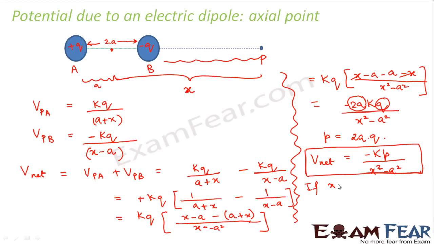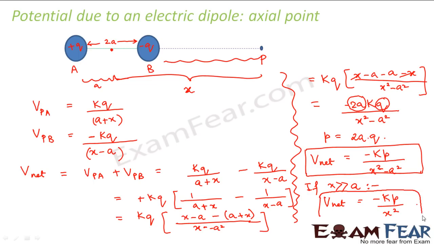Now if your x is very much greater than a, then what happens? That means if this axial point lies at a very far off distance when compared to the distance of the dipole, in that case V net becomes equal to minus kp divided by x square. Right? So this is how we calculate the value of electrostatic potential due to an electric dipole at an axial point.